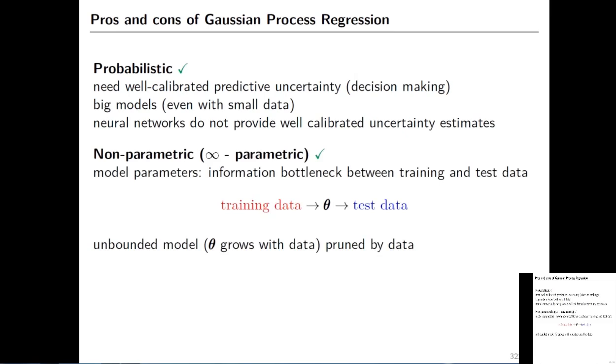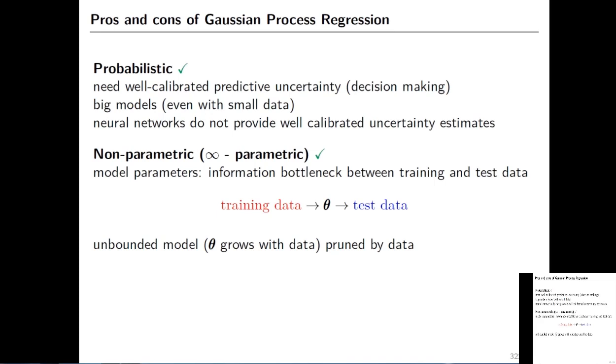One other reason why we like non-parametric models is if you think of a parametric model, the parameters in that parametric model are a bottleneck between the training data and the test data. You take your parametric model, you train it on some training data, you store those parameters, and at test time, you just use those parameters. You never revisit your training data. You just use the parameters going forward and predict from them. And so the capacity of your parameters sets the capacity of your model to generalize to test data.